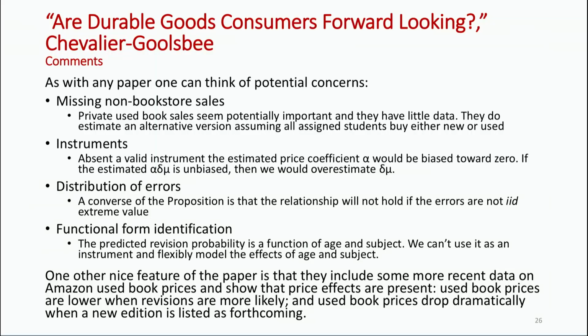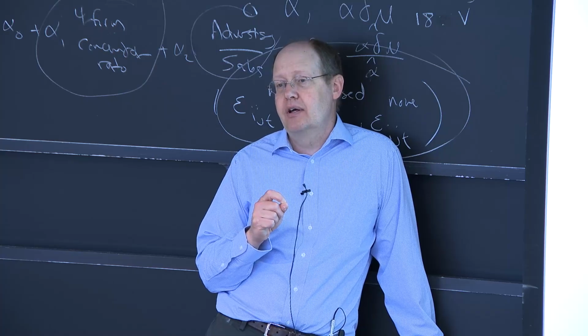I should say, one nice thing that they did at the back of the paper to try to make it more convincing is this paper was written before books were sold on Amazon. They then got some more recent data of used books sold on Amazon, and they also find this effect there on the price side. If you look at what price you can sell your used book on Amazon, it goes down dramatically in semester 5.